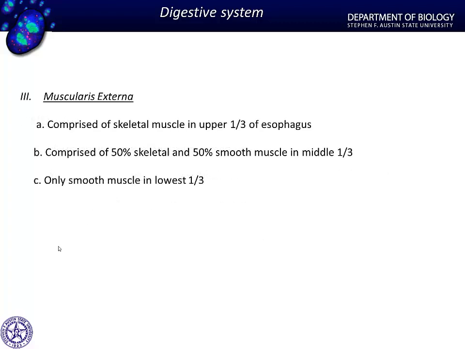The muscularis externa, as I've mentioned before, you're going to be able to see the skeletal muscle versus the smooth muscle. Upper third, 100% skeletal. Lower third, 100% smooth muscle, with a 50-50 mix present in the middle.